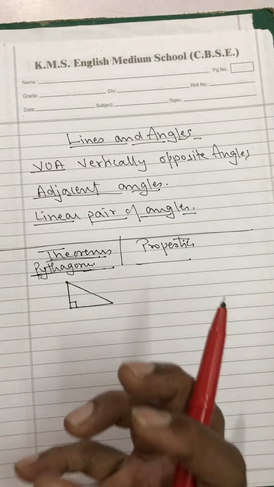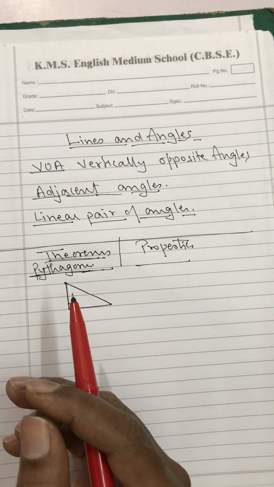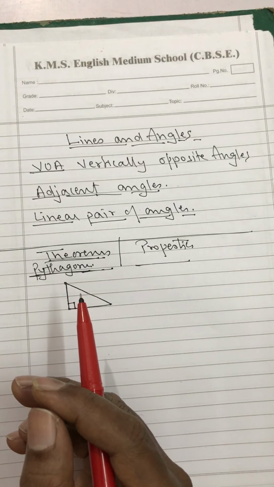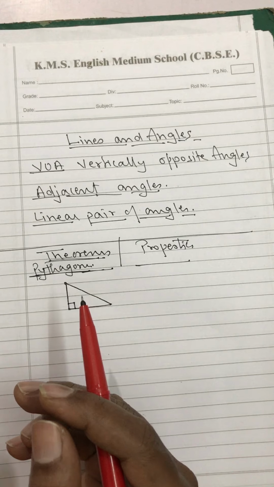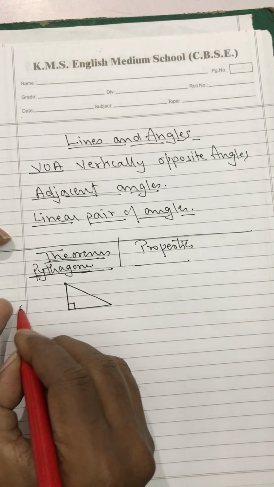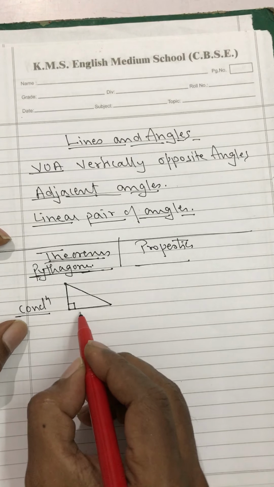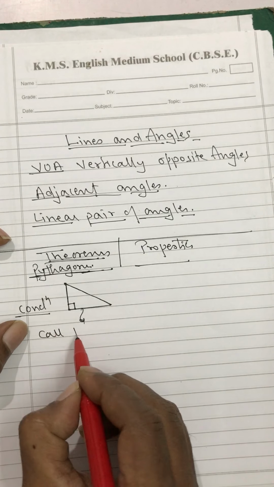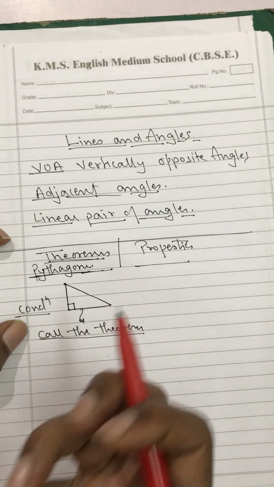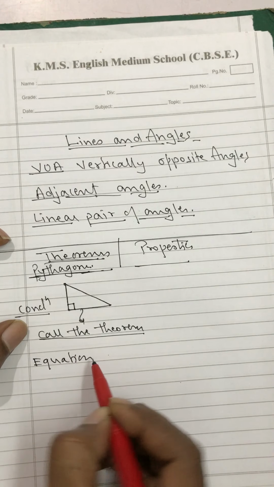That means the condition for the Pythagoras theorem to be applicable is that the figure you are going to use, first of all, has to be a triangle. You can't use it anywhere otherwise. You need a triangle there, and the triangle has to be a right angle triangle. So one thing is that a condition needs to be satisfied. Once the condition is satisfied, then you will call the theorem. You will say that by the Pythagoras theorem an equation will be generated.